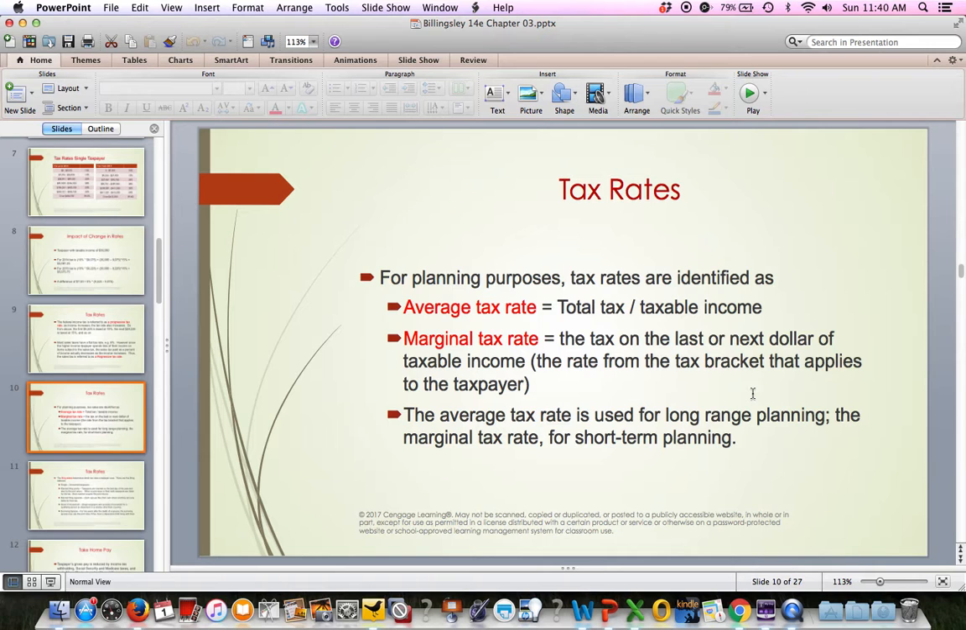For planning purposes, tax rates are identified as either your average rate, which is total tax divided by your taxable income, or what we call a marginal rate, which is basically the tax on the last or next dollar of taxable income, depending on whether that extra dollar puts you into the next bracket, which has a higher rate. So average tax rate or marginal tax rate, make sure you know the difference between the two. They'll come up on a quiz or a test, and of course you need to know that from the homework.